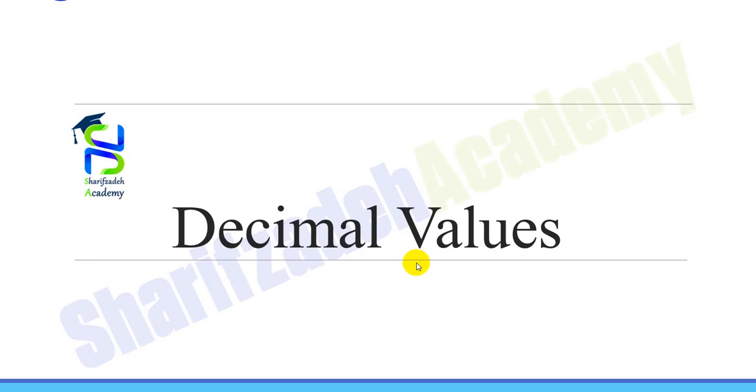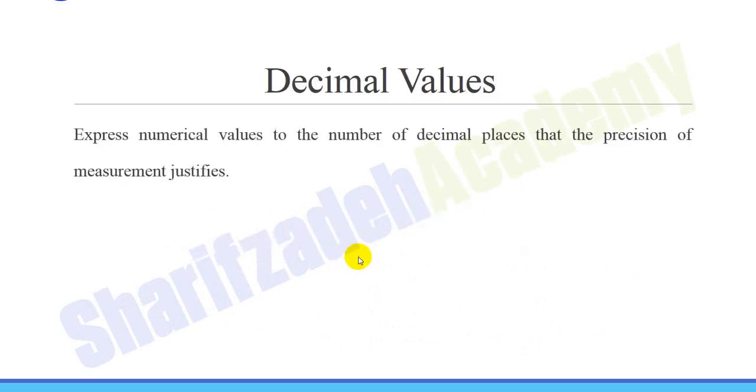In some cases, you have to actually prepare the readers with exact numbers, and in that case, you have to use decimal points and decimal values. Let's look at the exact definition of decimal values and the examples in a table. You have to express numerical values to the number of decimal places that the precision of measurement justifies.